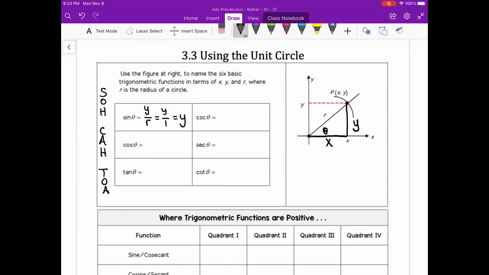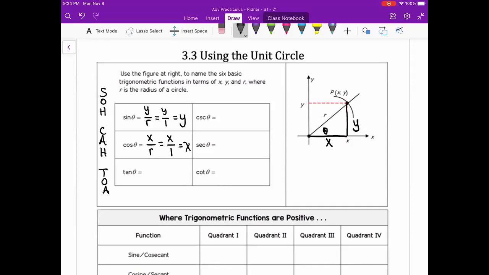Cosine works the same way. Adjacent over hypotenuse is x over r. In the unit circle, r is 1. So it's just the x value on the unit circle.